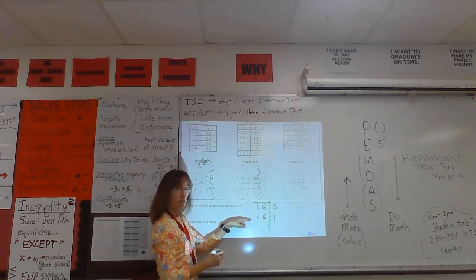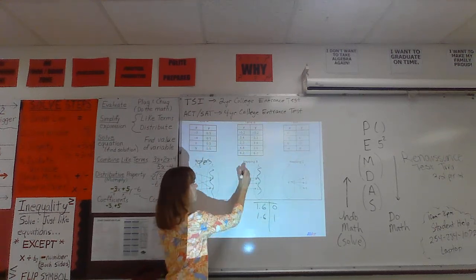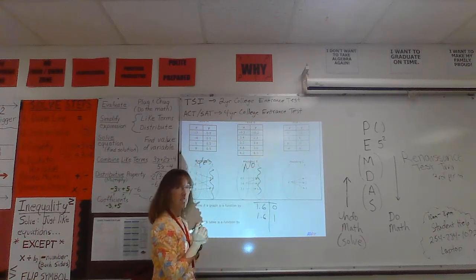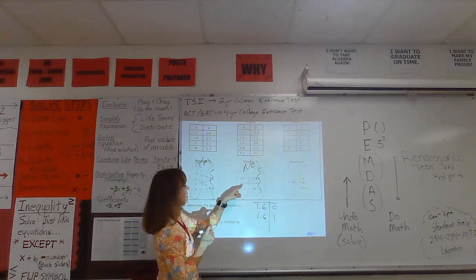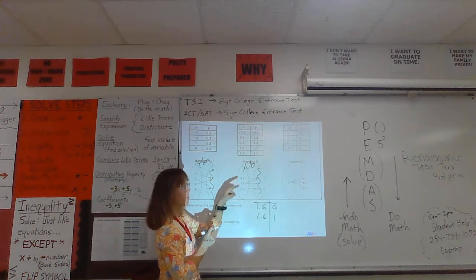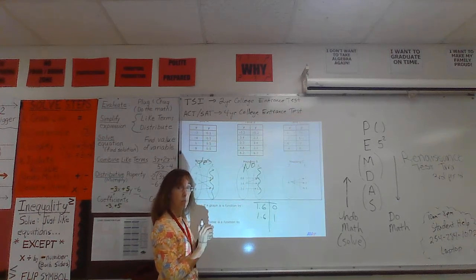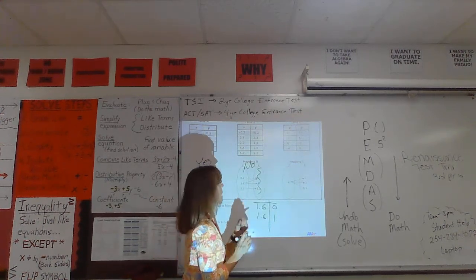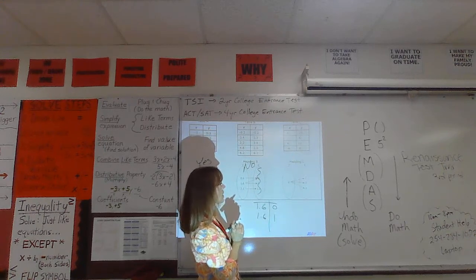So did my x's repeat? Yes, they did. Is this a function? No, map B is not a function. So that 2 arrows coming off of there tells you that 1.6 got used twice, so they repeated, not a function.